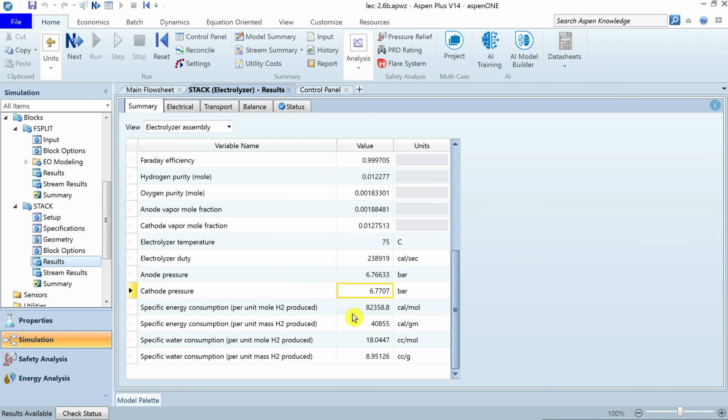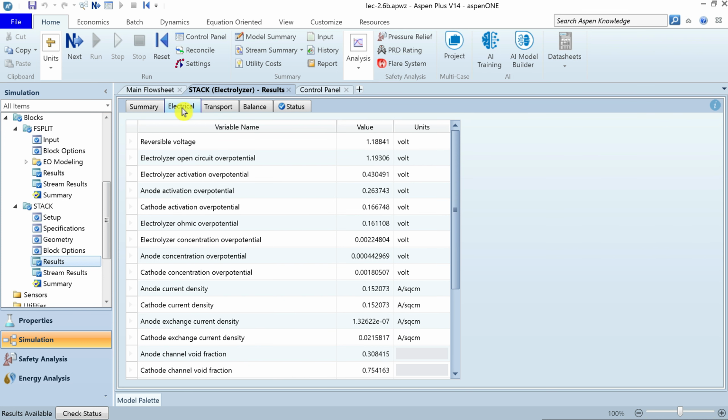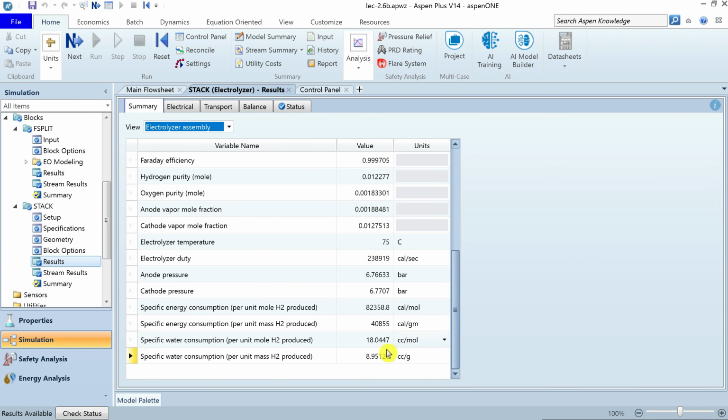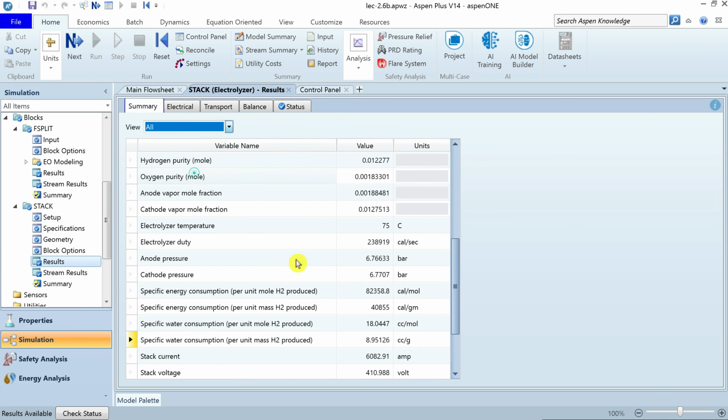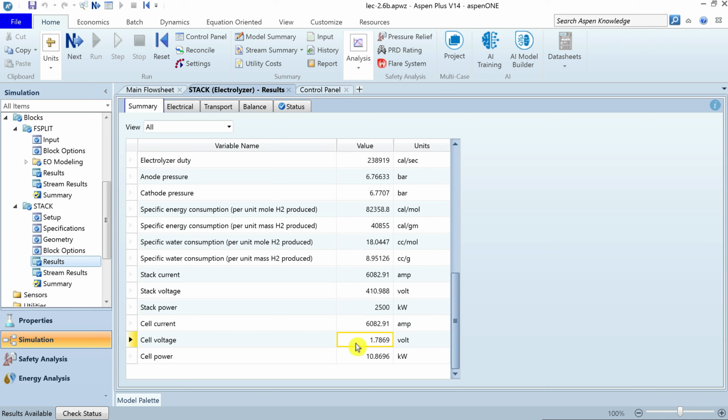Also, the energy consumptions and water consumptions per unit moles and per unit mass of hydrogen are provided. Besides, you can notice the electrical numbers that were not available in the case of the shortcut simulation. Here the reversible voltage is given. The reversible voltage at the provided conditions of feed composition, temperature and pressure is 1.18 volt, whereas the cell is actually operating at, you can check the cell voltage. The actual cell operating voltage is 1.78 volt.